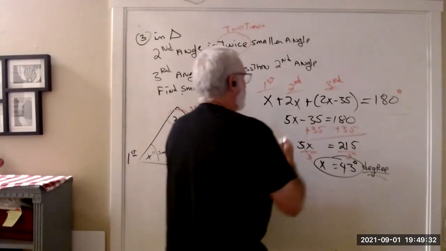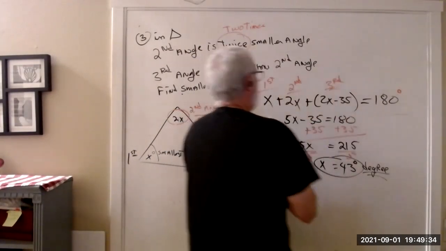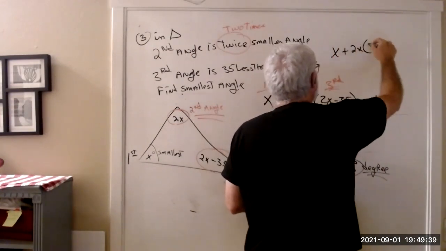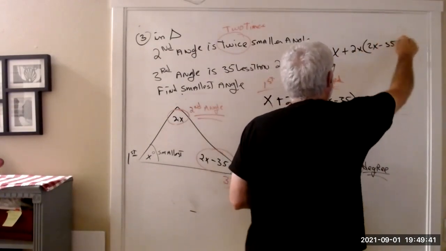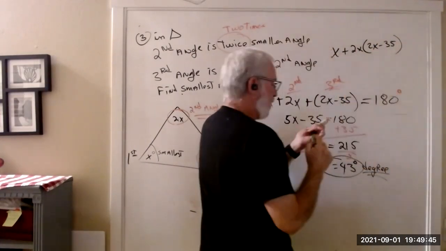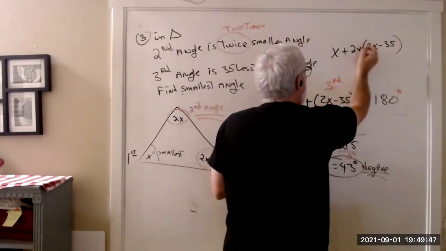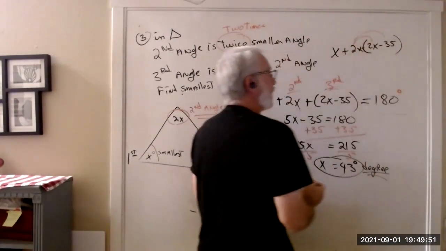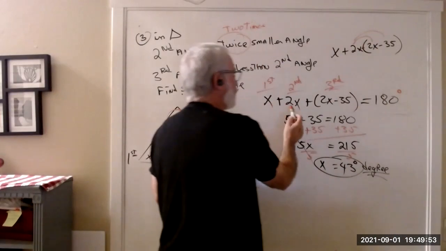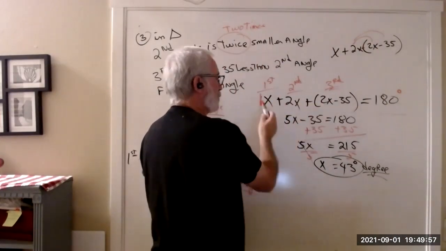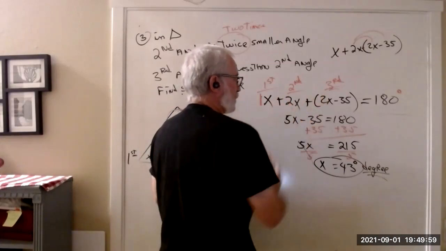No, because remember, these are adding together. If this had been x plus 2x times 2x minus 35, and there had been implied multiplication, then you'd have to multiply that. But this was just addition. So you're just adding the like terms, 1x and 2x and 2x.